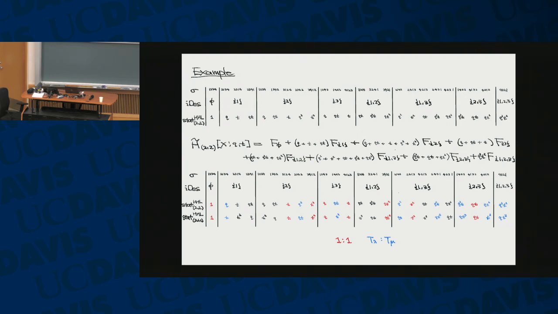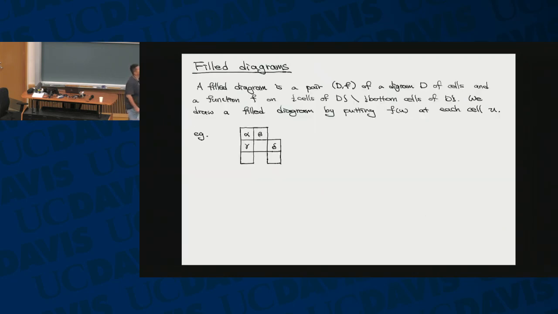So we somehow construct a bijection. We need to construct a bijection to swap these orders somehow. And that's what we did, and to explain our work, I have to introduce some notions. So a filled diagram is a diagram with a function f, which is defined on the cells which are not the bottom cells.